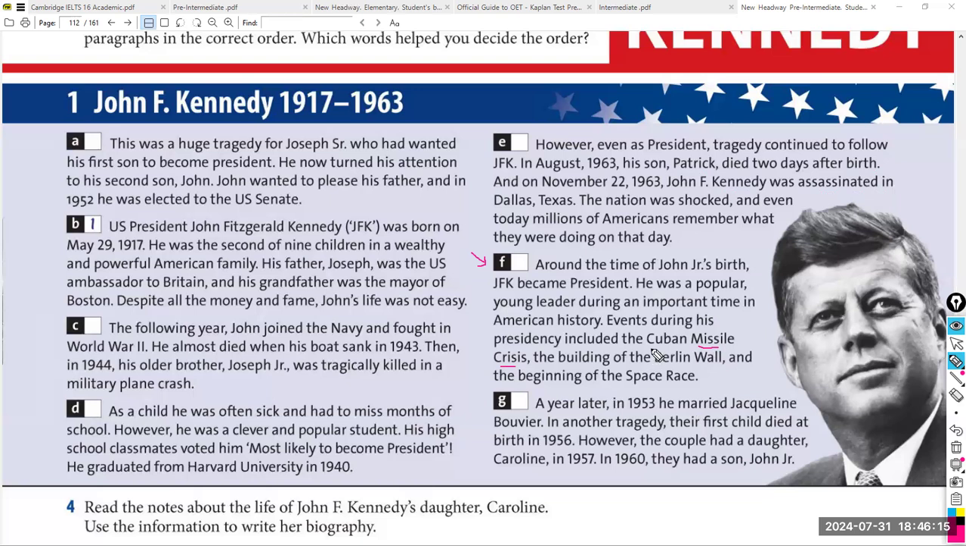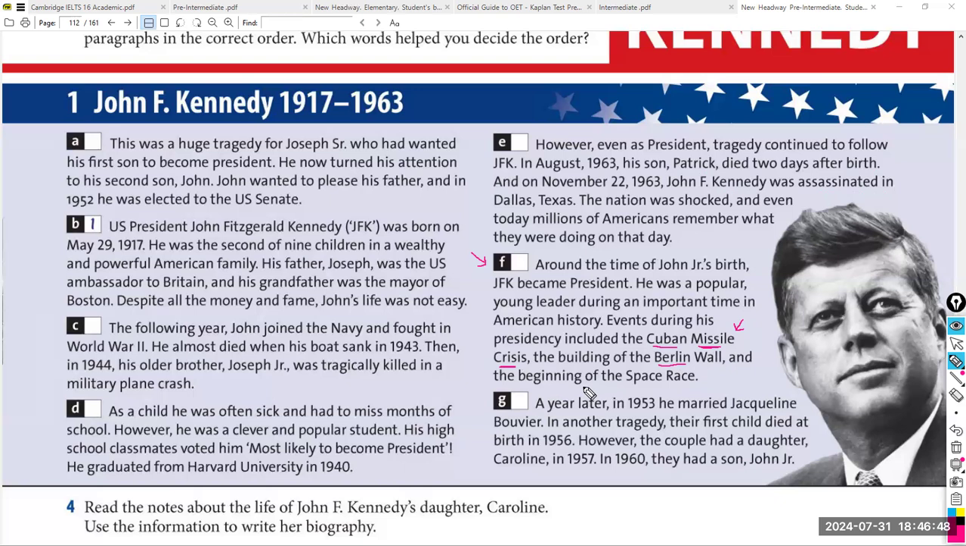Yeah, amazing. How can I read this word, Maisa? Cuban. It's from Cuba. What about this word? Missile. It's a rocket. What about this one? Crisis. Okay, yes, thank you. What about this country? Berlin. Yes, it's Berlin. Thank you so much, Maisa.